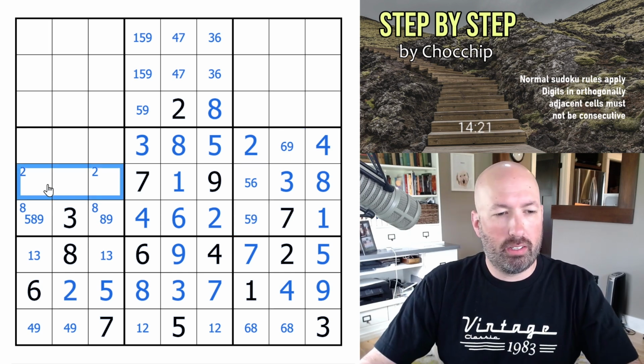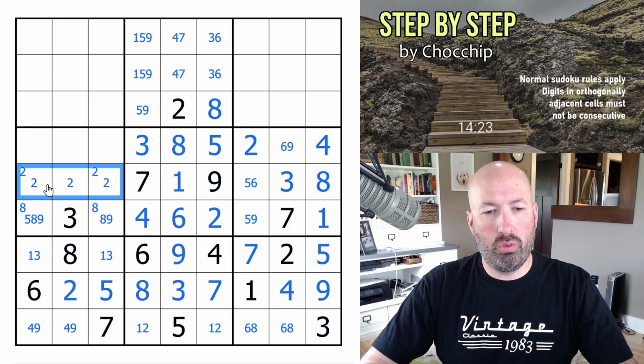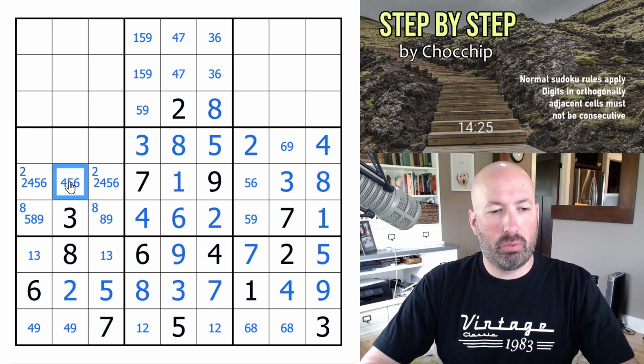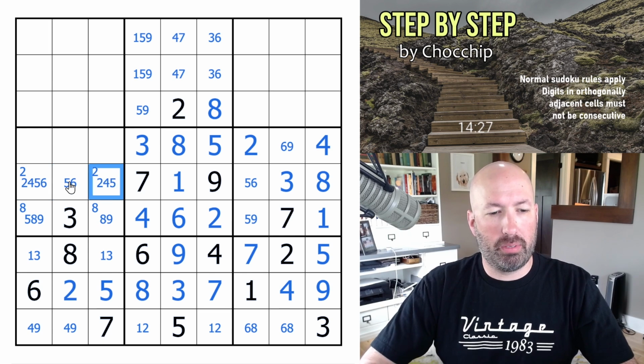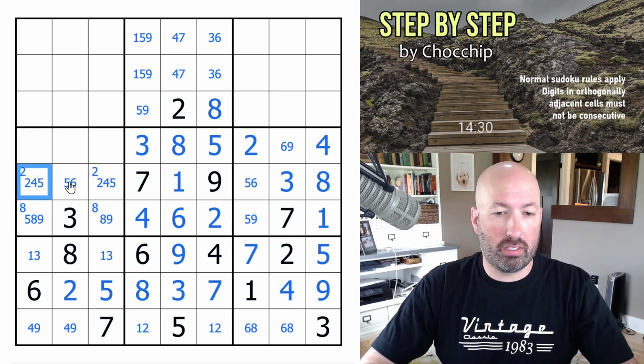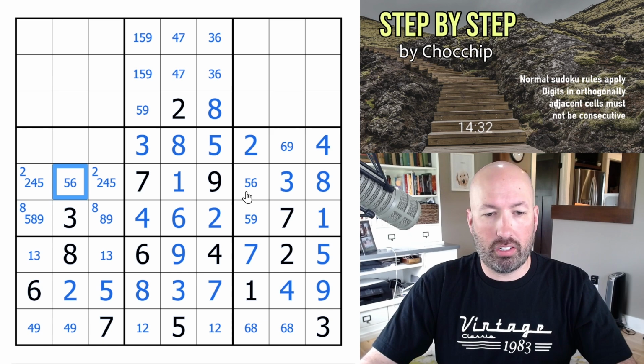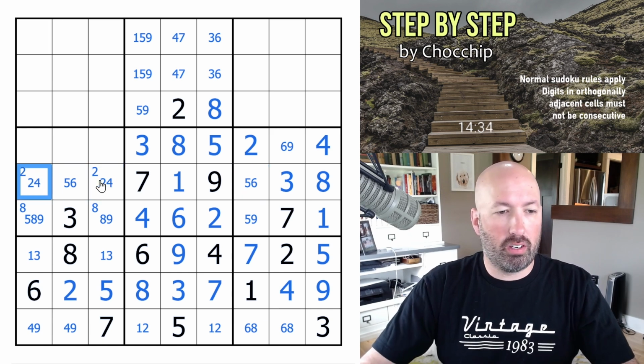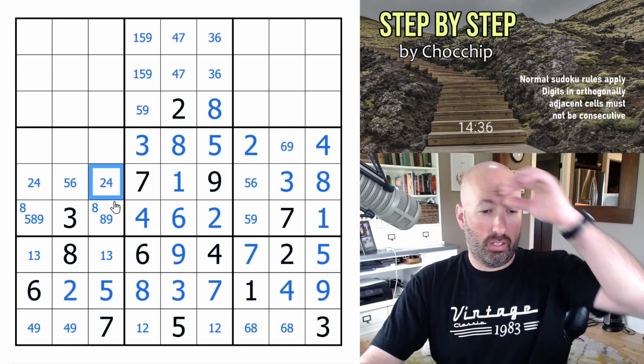Okay. What about over here? 2, 4, 5, 6. This one can't be 2 or 4. This can't be 6. This can't be 6. So we've got a 5, 6 pair. So these are a 2, 4 pair.